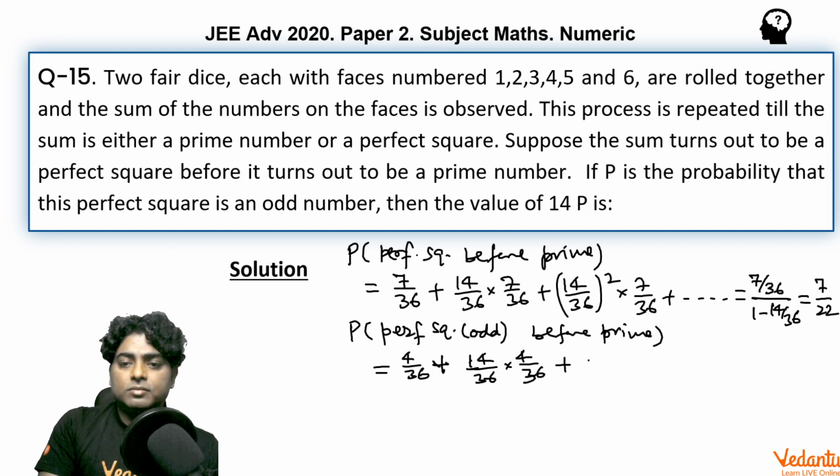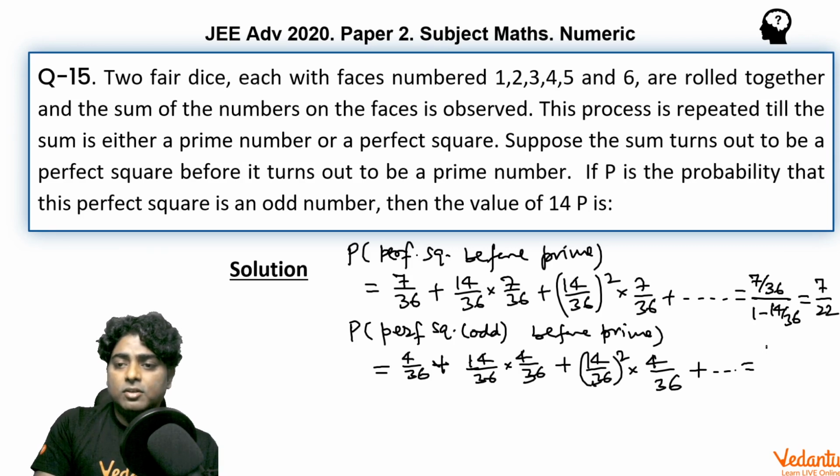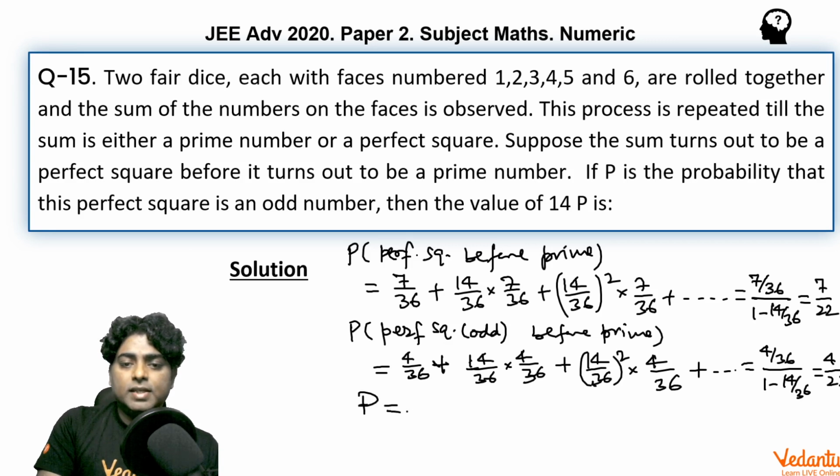In the same manner, 14 upon 36, for the first 2 throws not getting anything, I mean perfect square or prime. In the third throw we are getting an odd perfect square, that is 4 upon 36, and so on. So here when we calculate using the same formula a upon 1 minus r, you will get 4 upon 36 upon 1 minus 14 upon 36, that would be 4 upon 22. Obviously the answer for capital P is the ratio of these two, 4 upon 22 upon 7 upon 22. It is very clear from the question.